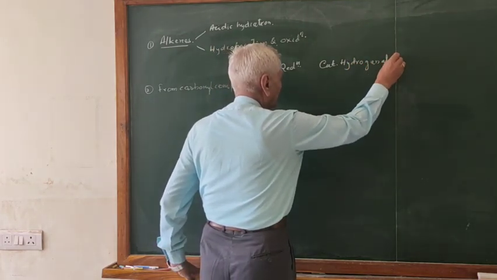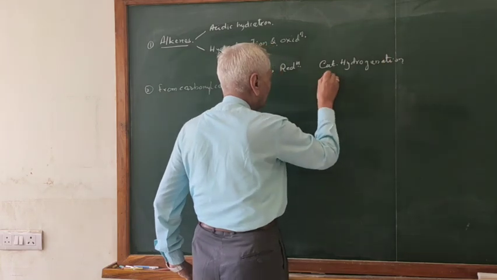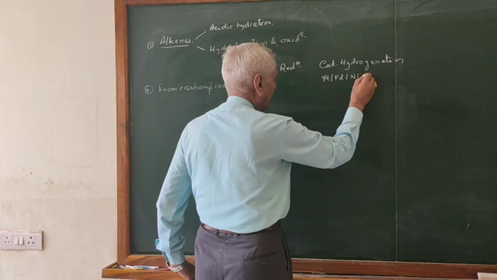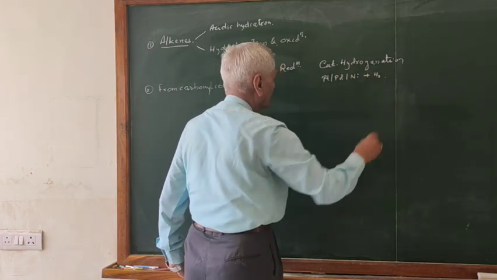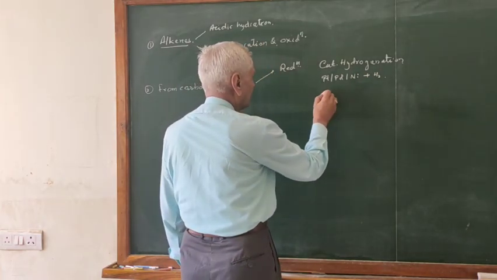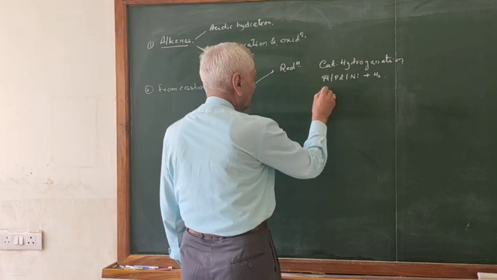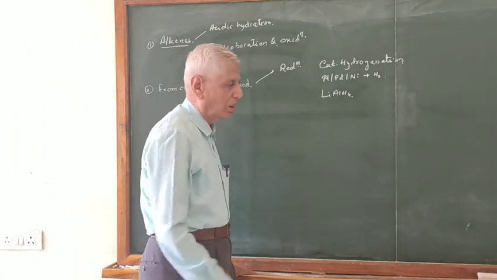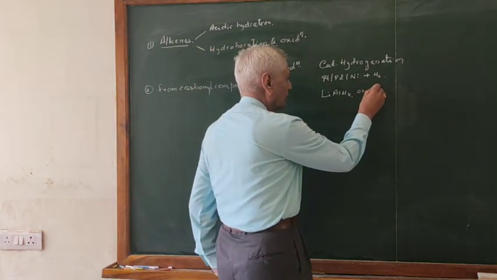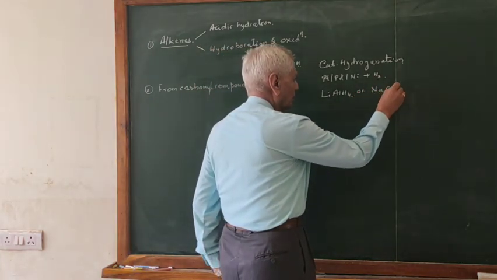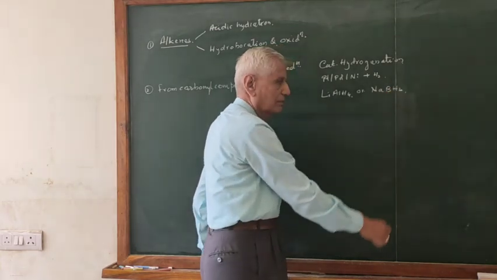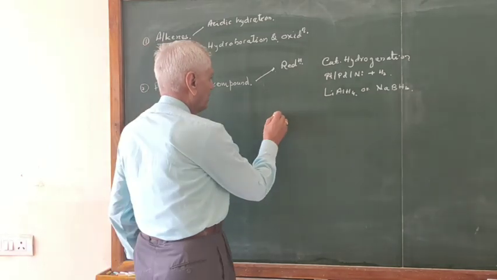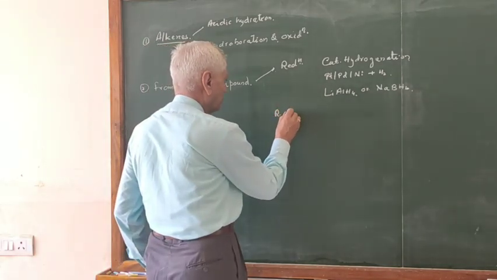Catalytic hydrogenation, making use of either platinum or palladium or nickel and hydrogen. Or you can carry out the reaction by reducing agents like lithium aluminium hydride. Or instead of this, you can make use of sodium borohydride. Sodium borohydride. Secondly, you can make use of starting from RCOOH.